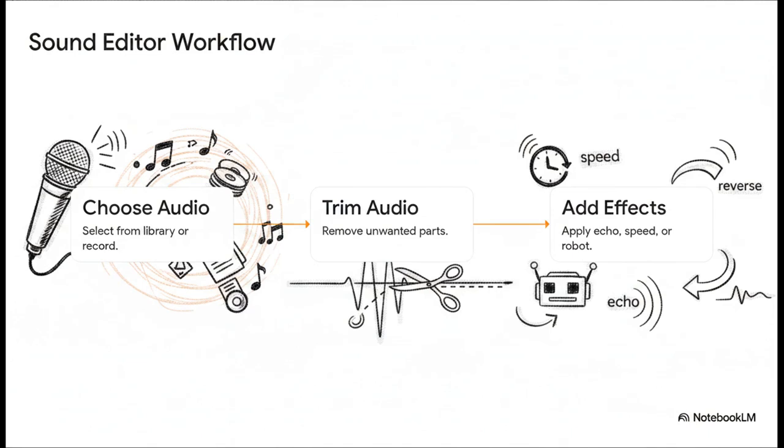And the Audio Studio follows a really similar, highly logical progression. The sound editor workflow is incredibly straightforward. First, you choose a sound from their massive built-in library, or just record your own. Then, looking right at the visual waveform display, you simply trim out the parts you don't want. Finally, you can go wild with engineered effects, speeding it up, giving it a cool robot modulation, adding an echo, or even running it in reverse.